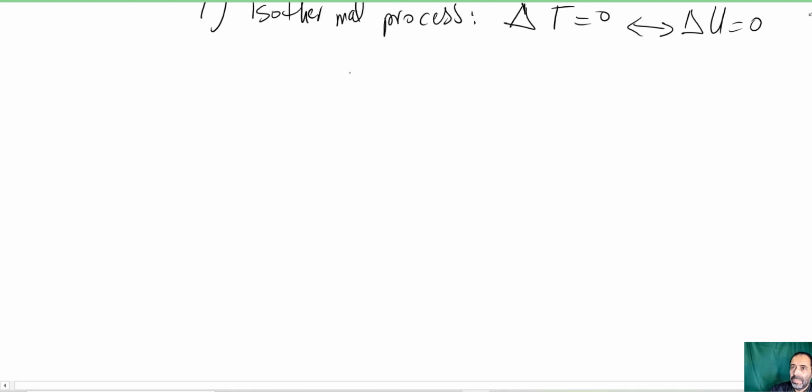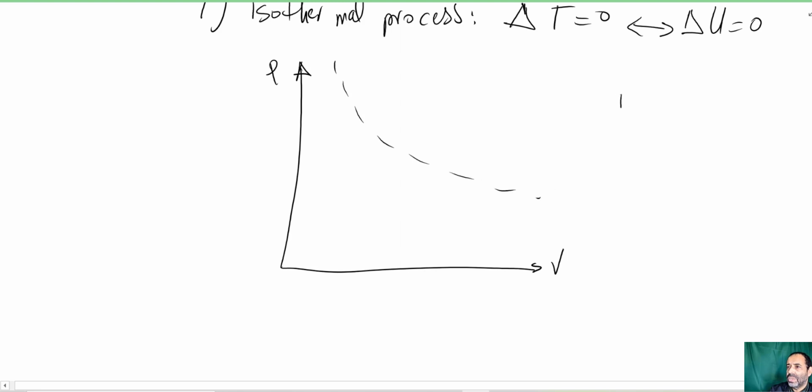So how does this look on a PV diagram? Again, we have the volume and the pressure, because this function is simply PV equal to nRT, so P equals nRT over V. This function is a 1 over x function, because n is fixed, R is fixed, T is fixed. So basically this is how the line would look.